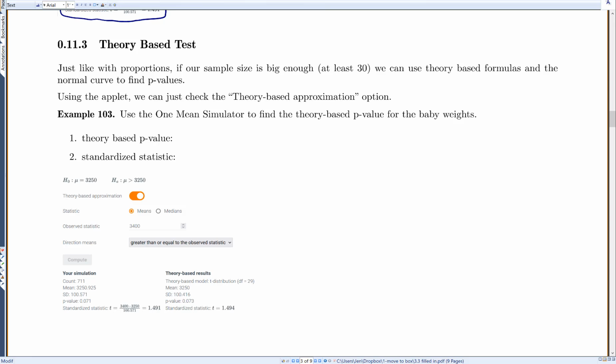So you can see I put it on here. These are your theory-based values right here, the p-value and the standardized statistic. So my p-value is 0.073 and t equals 1.494. Again, we'll have the exact same conclusions as what we just found. We don't need to write it down again. But you can see that's how you do the simulation. This is how you do the theory-based approach.